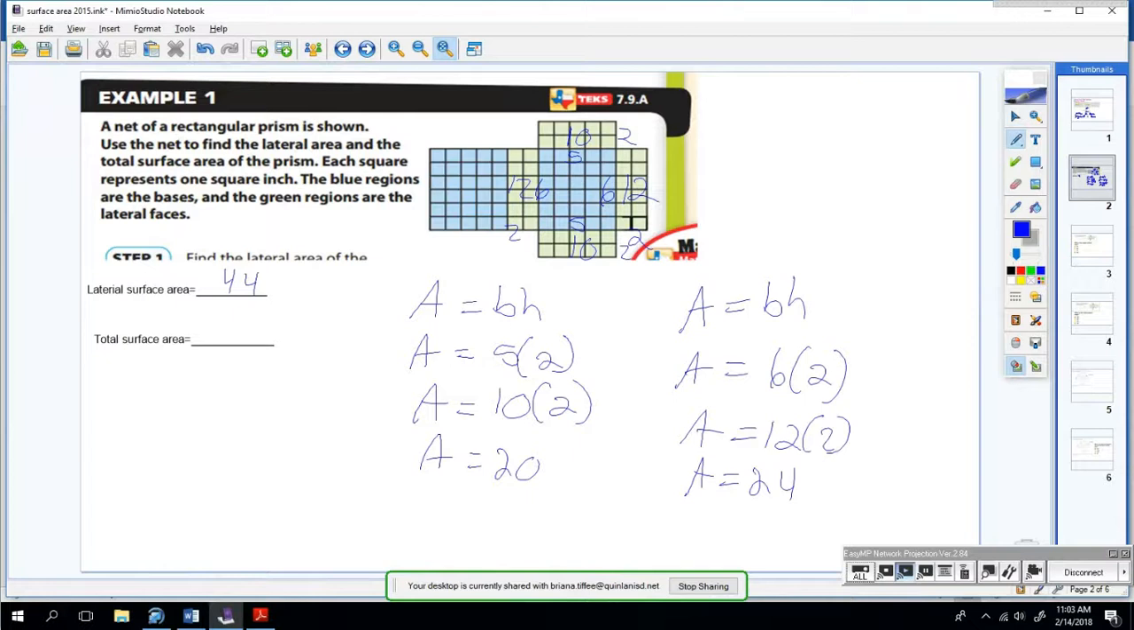Well, I now need to find my total. Well, the difference between my lateral and my total surface area is just the bases. So I need to find the area of the base. So we're going to do the base, which again will be base times height. So the base is 5 and the height is 6. So 5 times 6 is 30. And so since that's the area of one base and there's 2 of them, you're going to multiply that by 2. So that's 60. So now to find the area of all of them together, you're going to do 20 plus 24, which is 44, plus 60, which is 104. And that's the total surface area.